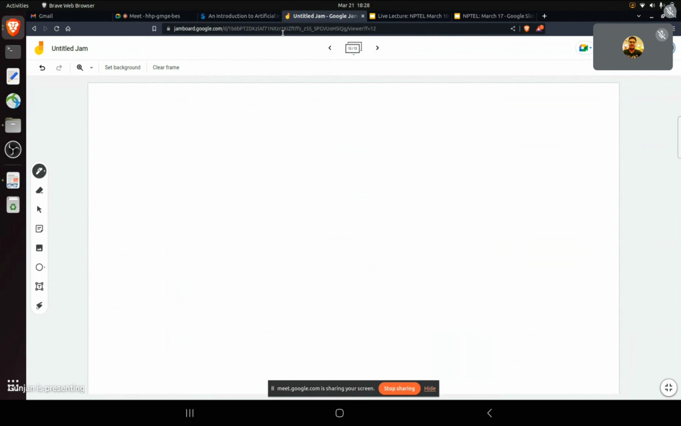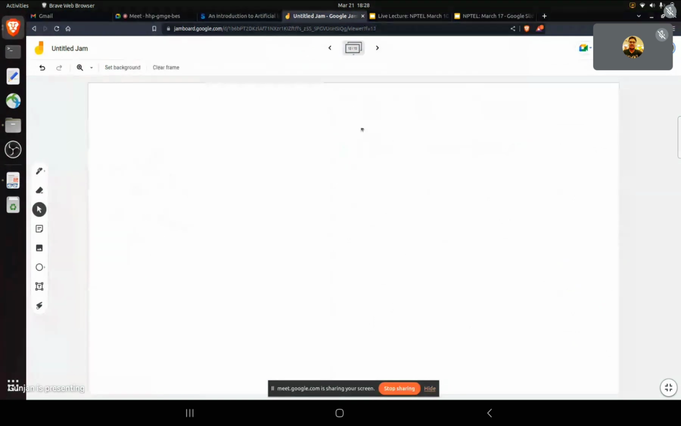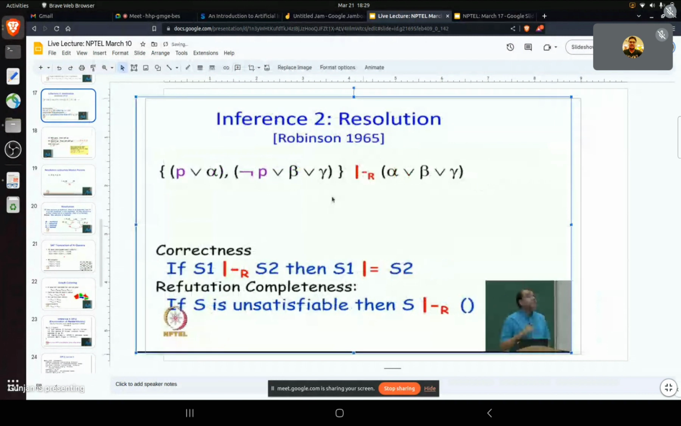Sir, for that first one, B1, can you tell which clauses you take? Okay, see, we have this thing. Let me put it here. Now you pick any two clauses. See, what does this say? If you are given P or alpha and not P or beta or gamma, and if you resolve this, you will get alpha or beta or gamma. This is what is given in the slide. Let's just follow what the slide says.